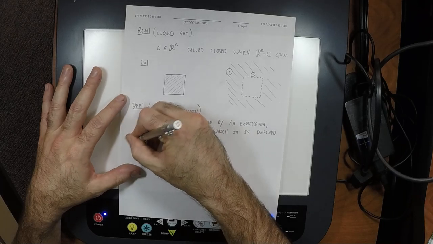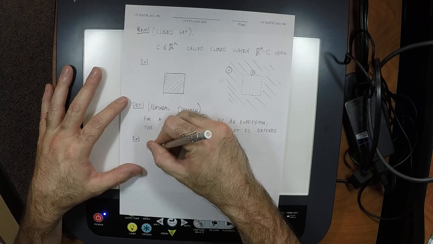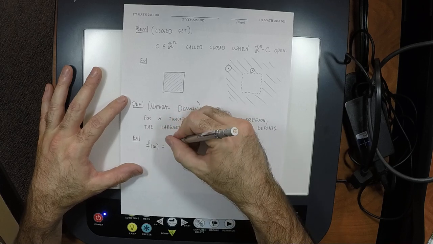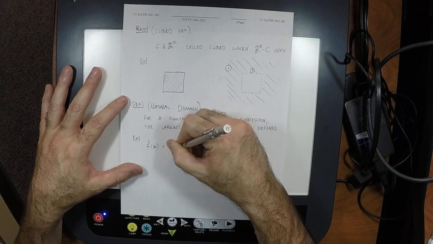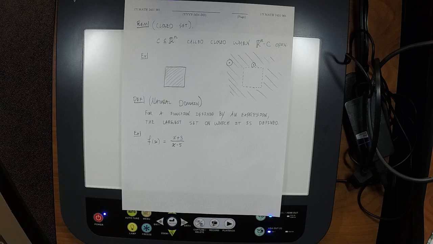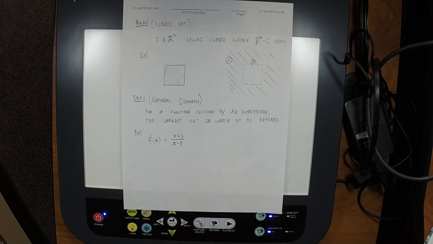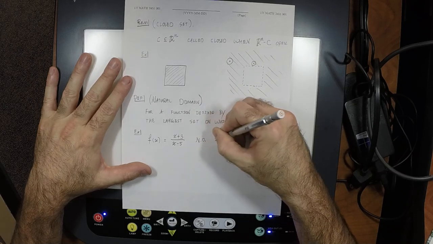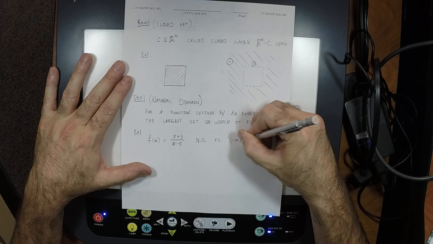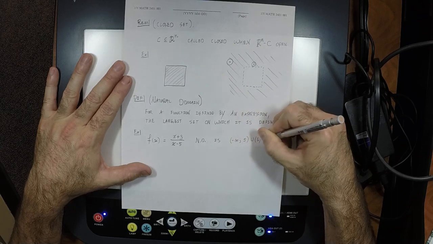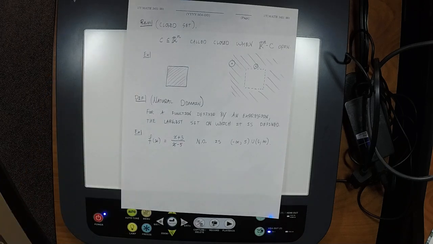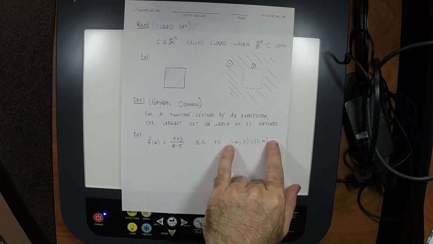so for example, suppose we go back, way back in the day. How about (x plus 3) divided by (x minus 5)? So this is a function. It's defined by an algebraic expression. The natural domain is the largest set of x's for which this expression can be defined. So what is the natural domain of this function? Everything but 5, right? Everything's permissible except 5. So negative infinity to 5, and then union 5 to infinity. By the way, according to the definition of open and closed, what is this? This is an open set.